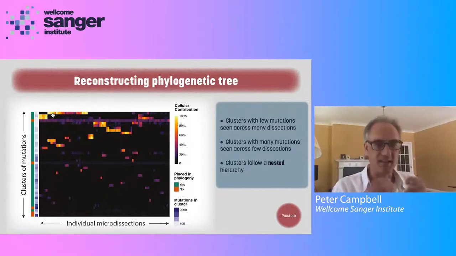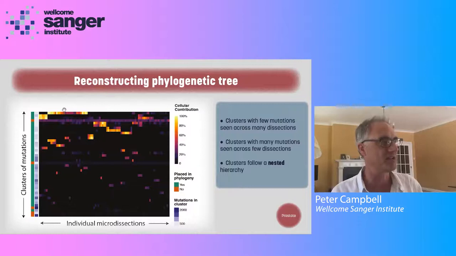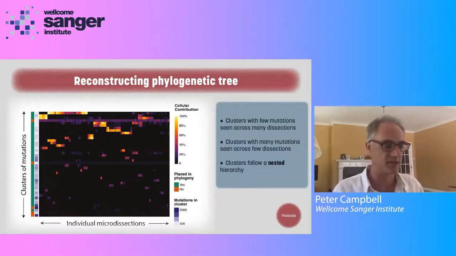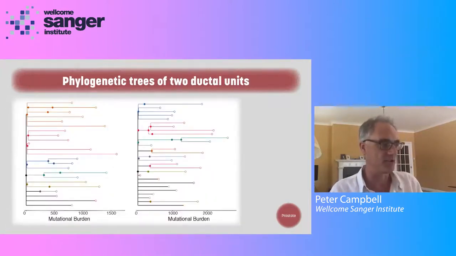And what that means, this nested hierarchy, is that it allows us to reconstruct a phylogenetic tree that tells us the relationship. So these mutations at the top are the earliest mutations, and then they were followed by this next set of mutations, then followed by this next set. And each of those sets of mutations is nested within the other and is present in fewer and fewer microdissections. So that allows us to reconstruct a phylogenetic tree, and this is the tree that we get for the 2 different ductal units. And there are some really interesting features of the tree here.